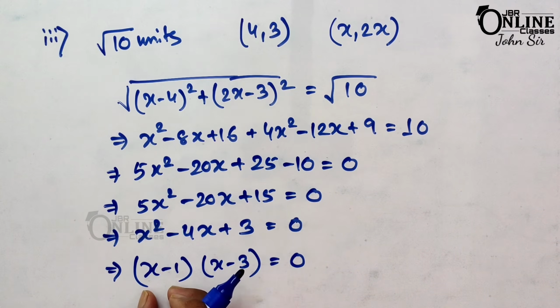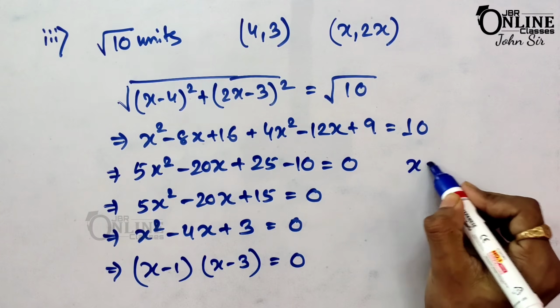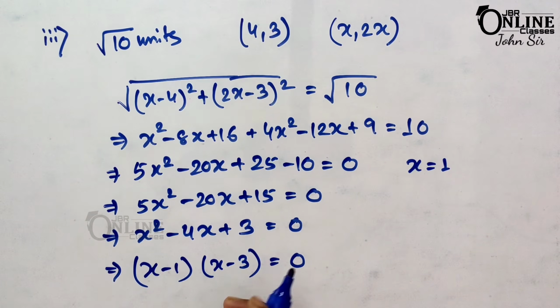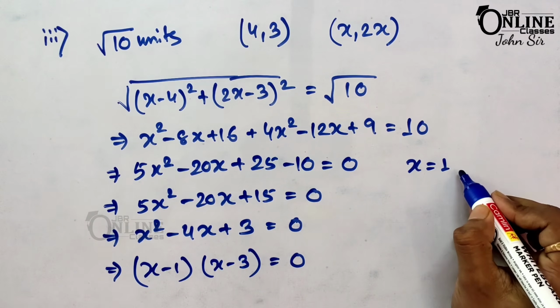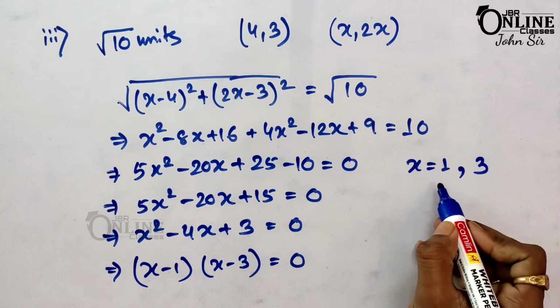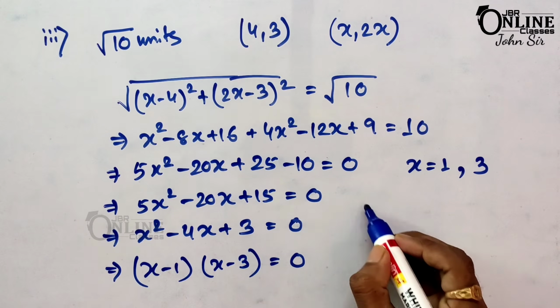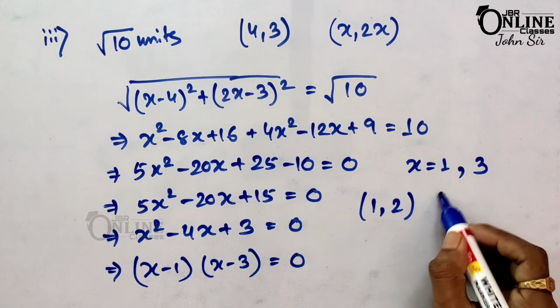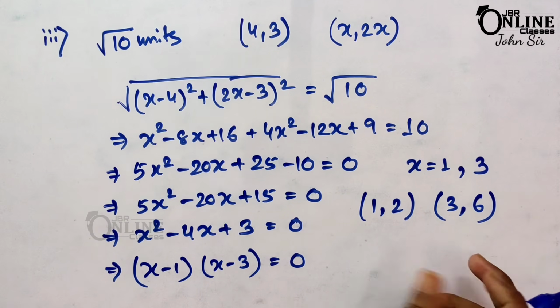So either x minus 1 equal to 0, that means x equal to 1, or x minus 3 equal to 0, that means x equal to 3. So either 1 or 3. So the point will be here 1 comma 2 or here 3 comma 6 as your answer.